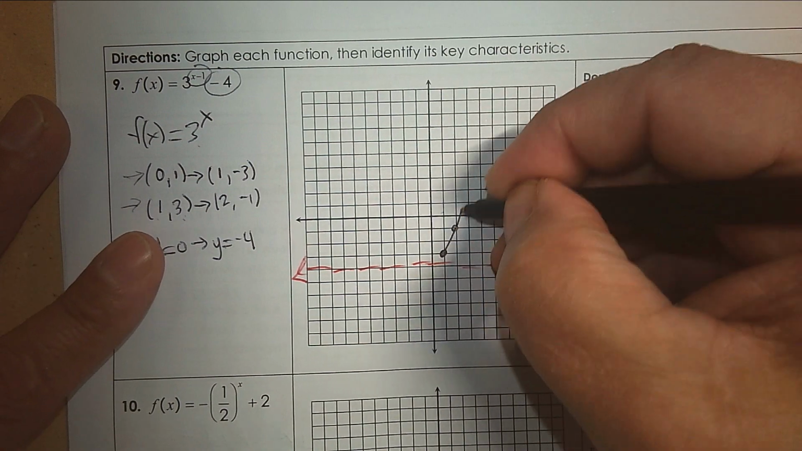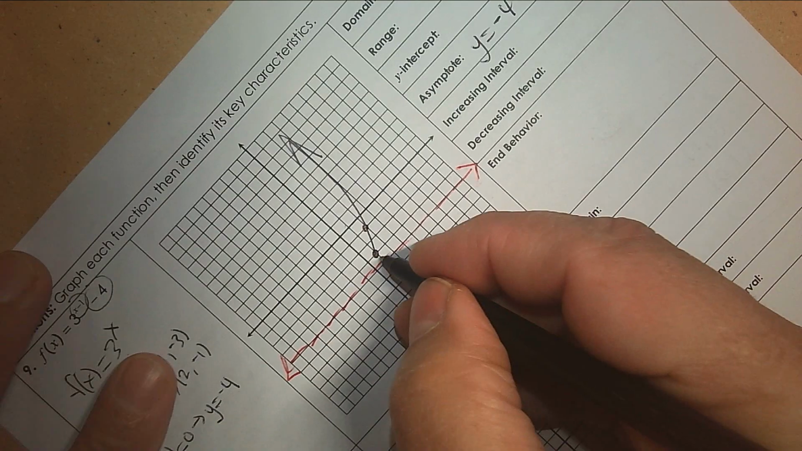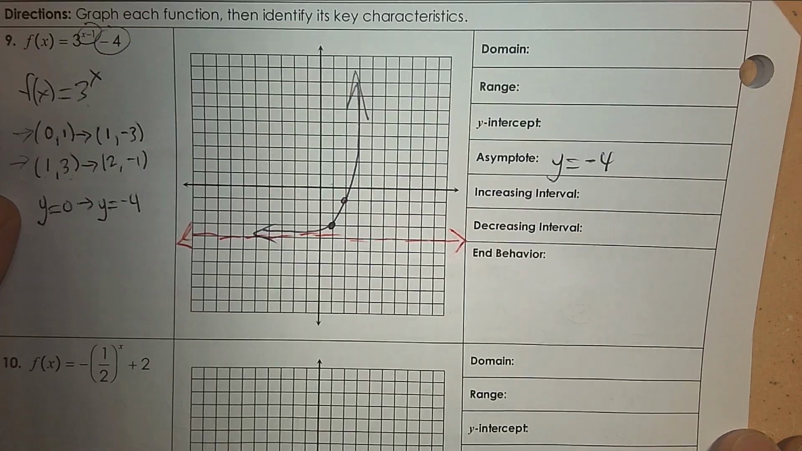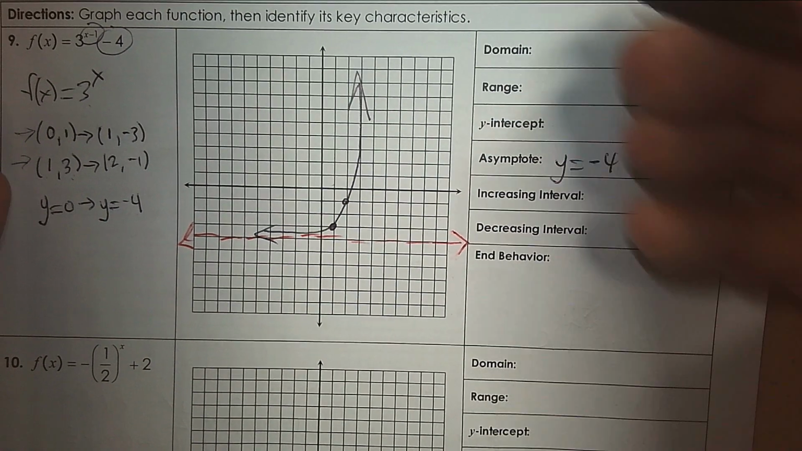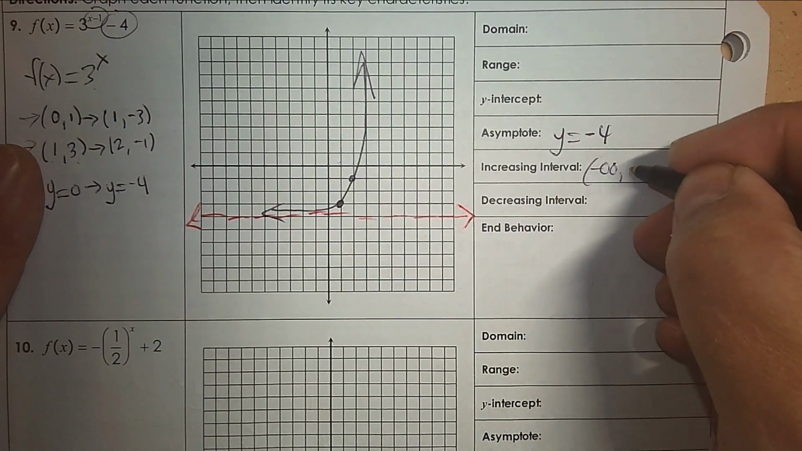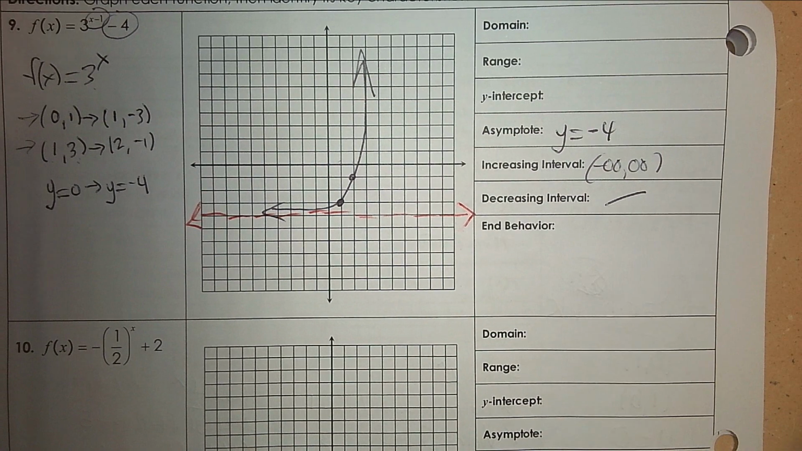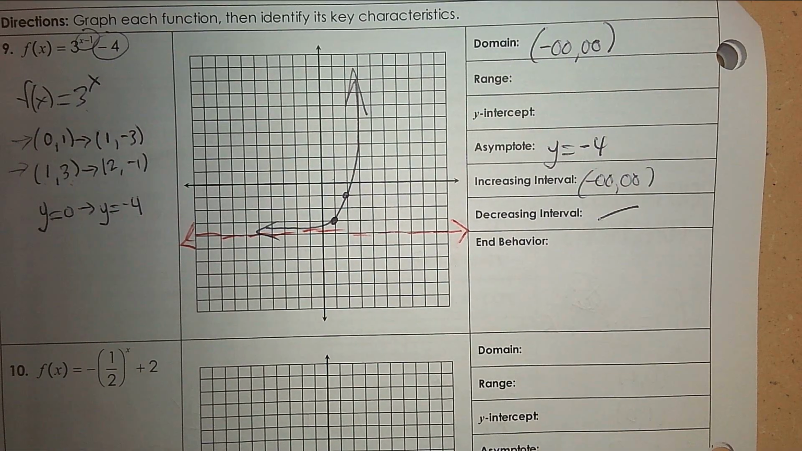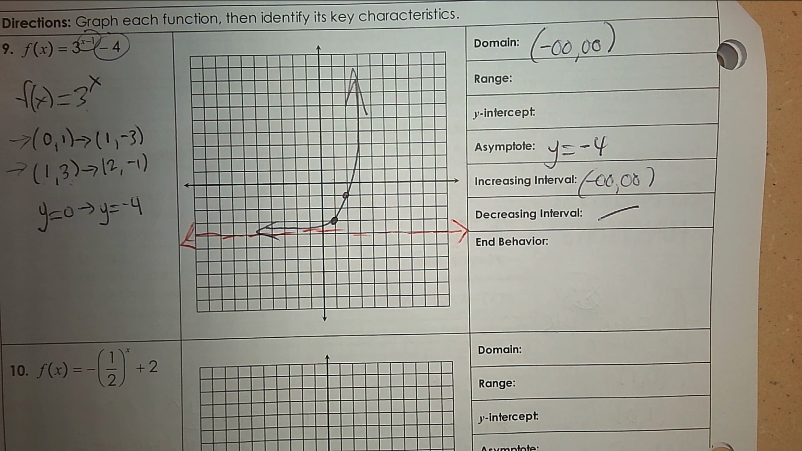What's happening to the right? What's happening to the left? Can you draw this exponential? Is this a growth or decay? So that means it's increasing and never decreasing. The domain never changes. What's always the domain? Will the range change with transformations? Yes. It changes where the asymptote is.